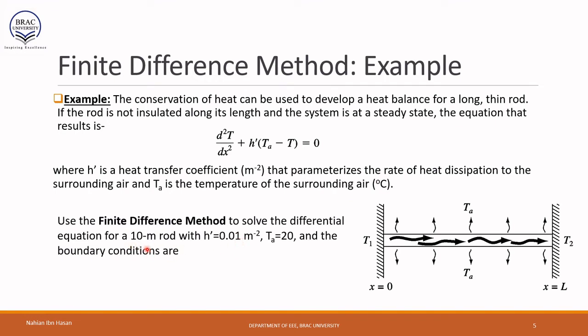So we are given the parameters. The rod is 10 meters long, that means L equal to 10 meters. The heat transfer coefficient H prime is given as 0.01 per meter square, and the heat dissipation Ta is given as 20 degrees centigrade. The boundary conditions are given as T of 0, that means at x equal to 0 the temperature is T1, which is 40 degrees centigrade, and at the end of the boundary we are given another temperature, T of 10, which is 200 degrees centigrade. So these are the boundary conditions and these are the parameters. I need to find out the temperature at different points along this rod. That is the problem.